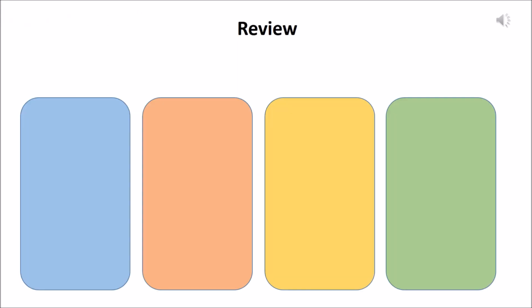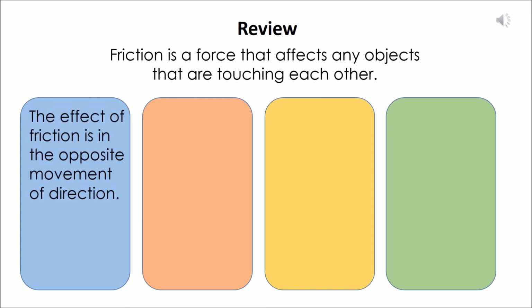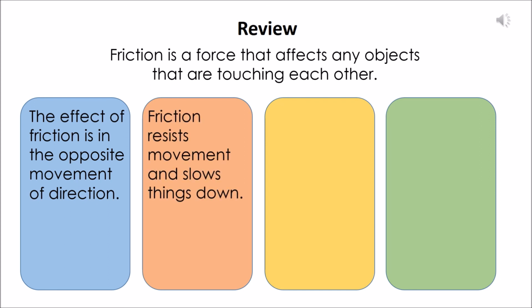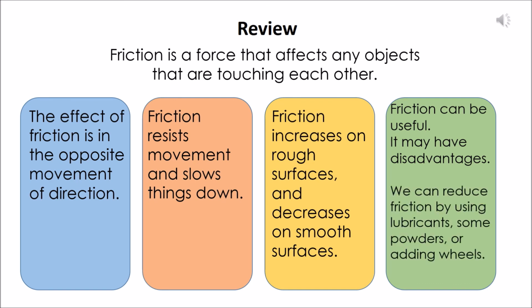Let's do our final review of friction. Friction is a force that affects any objects that are touching each other. The effect of friction is in the opposite direction of movement. Friction resists movement and slows things down. Friction increases on rough surfaces and decreases on smooth surfaces. Friction can be useful, but it may also have disadvantages. We can reduce friction by using lubricants, some powders, or adding wheels.